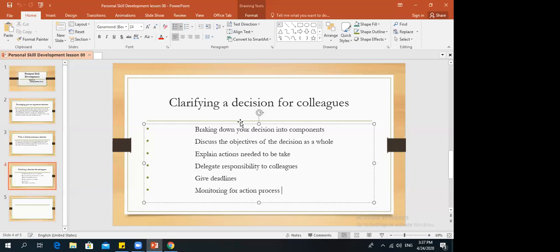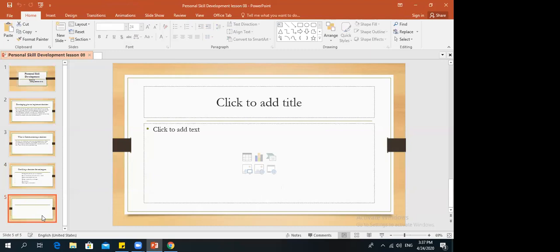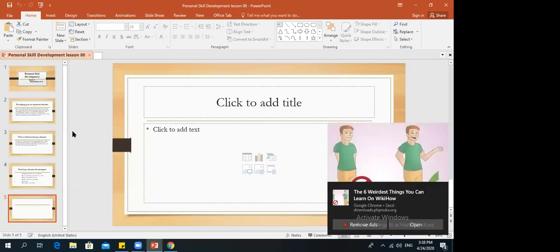Appa in the time period ulluku naanga indha building katti naanga kudukanum, right? Like that you are monitoring for an action process. That is the meaning of monitoring for the action process, right? So in this, your lesson 8 is finished. That's a very small lesson, right? So I have summarized the whole lesson, and I'll give you a small homework, right?